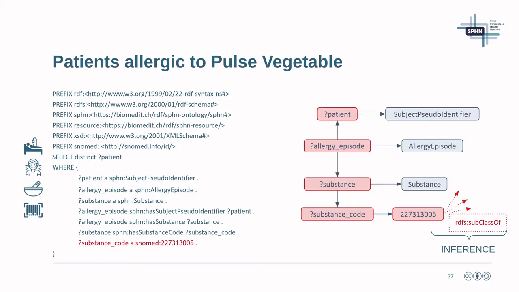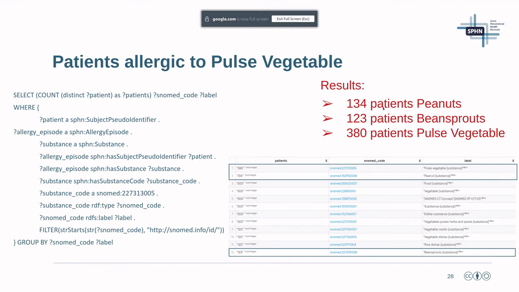So this is how the inference works. You do not need to specify going into all the subclasses. You simply state the code that you're interested in, and with the inference on, it looks into all the levels. So you can see now in the results that we have 134 patients allergic to peanuts, 123 patients allergic to bean sprouts, but we have 380 patients that are allergic to any type of pulse vegetable.